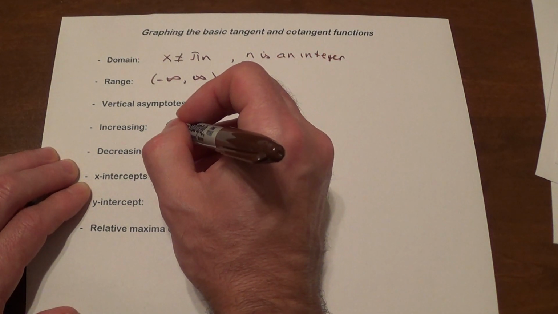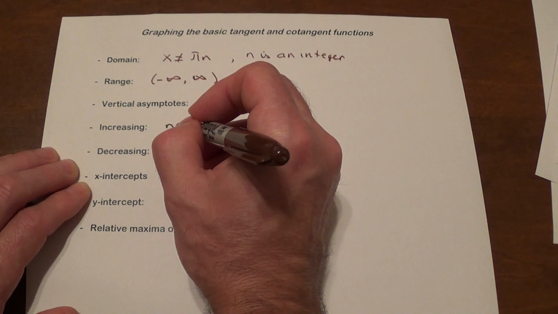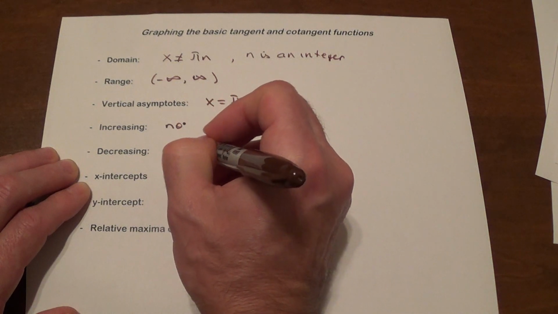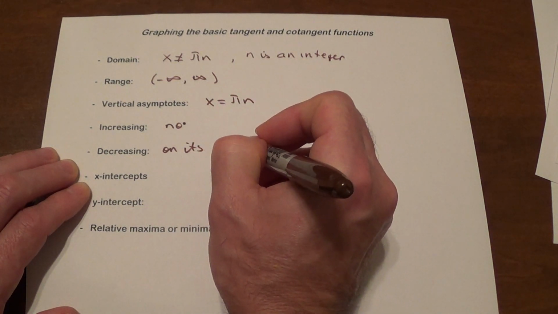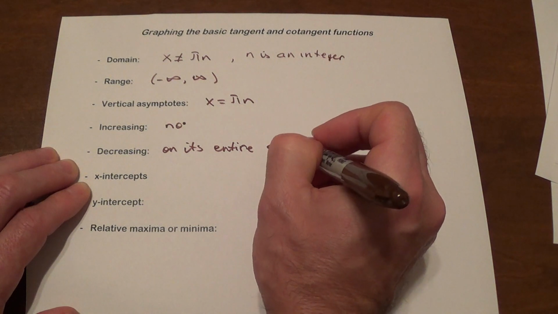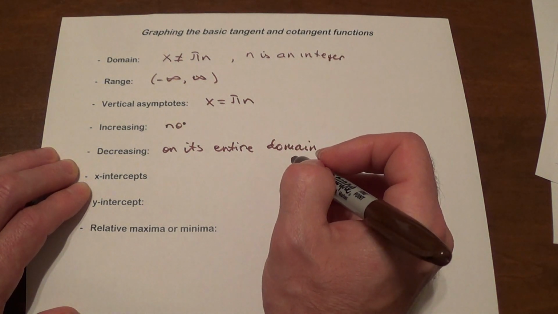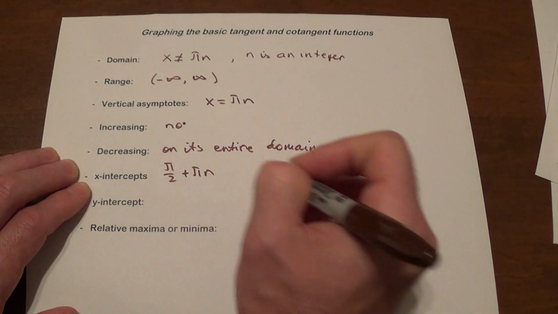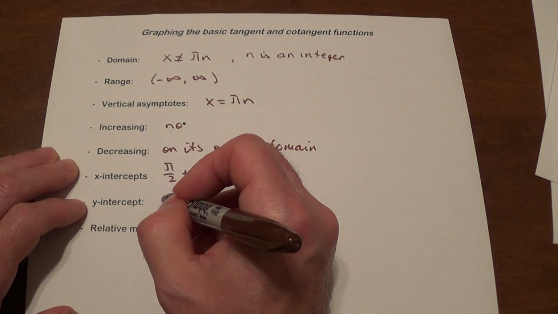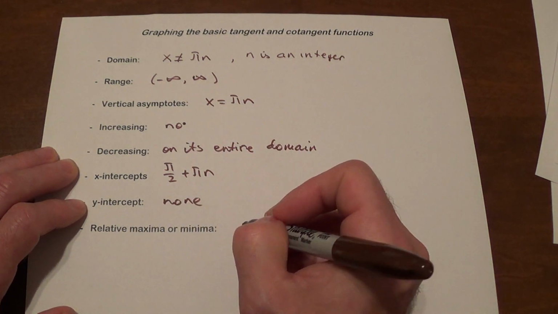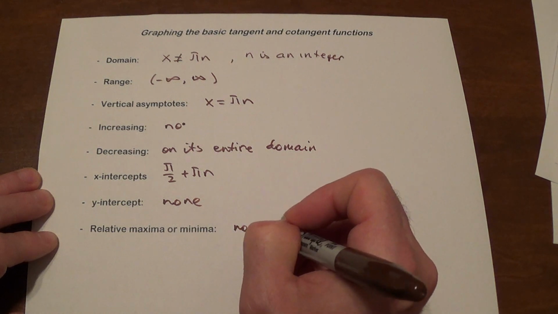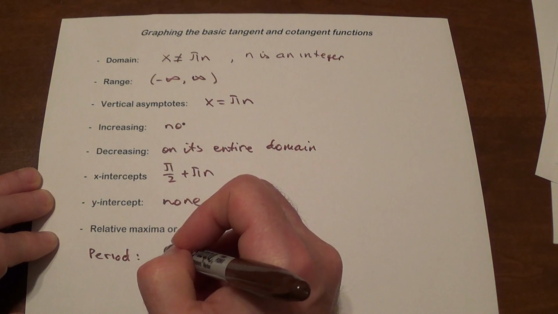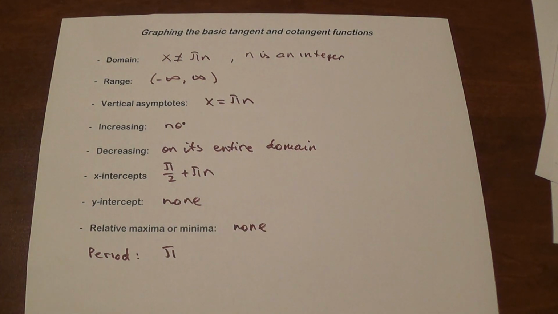This function is not increasing. It is decreasing on its entire domain. It has x-intercepts at the points pi over 2 plus pi n. It has no y-intercept, and it has no relative min and no relative max. And it also has a period of pi. Okay, and that's what it is.